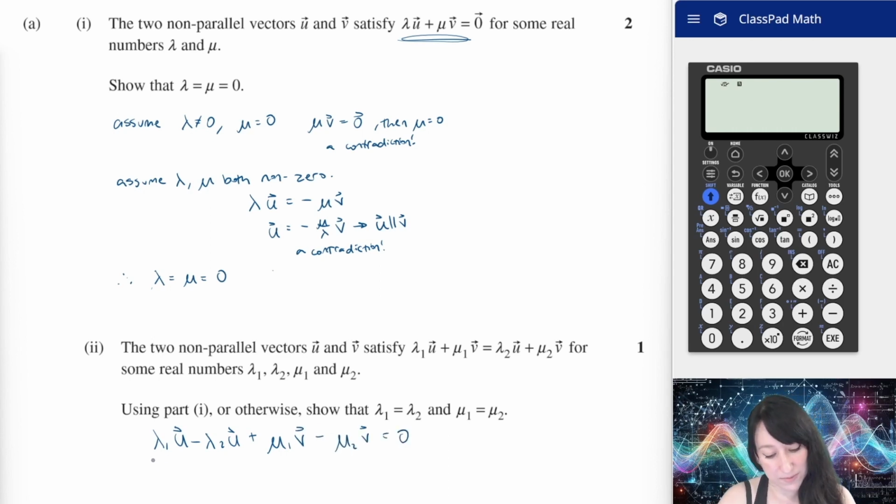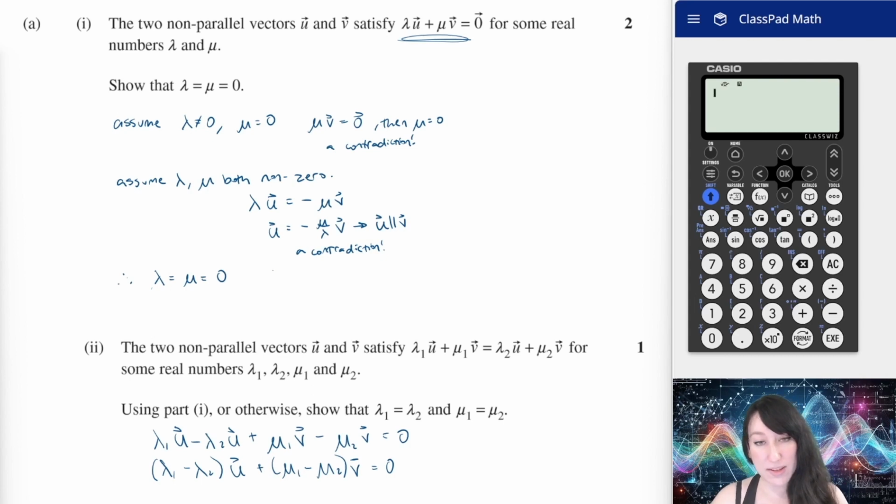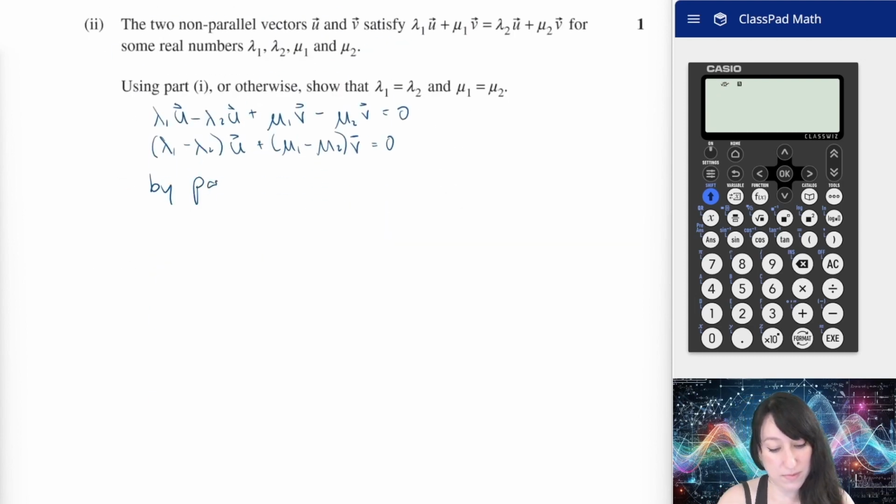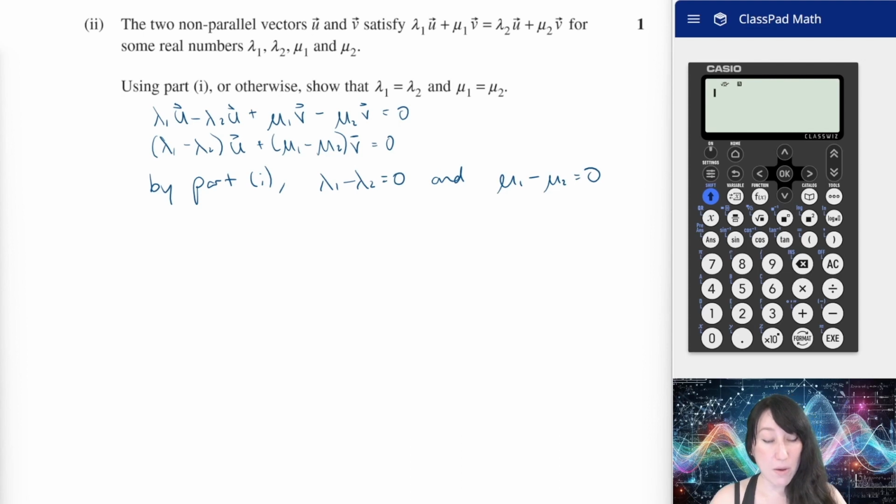And we'll factorize. We can see lambda 1 minus lambda 2 as the lambda from part 1, as well as mu 1 minus mu 2 as the mu from part 1. And by part 1, if this is equal to 0, then both of those coefficients have to equal 0. And then that would mean lambda 1 equals lambda 2, and mu 1 is equal to mu 2.